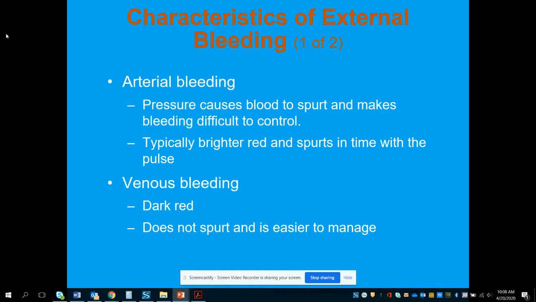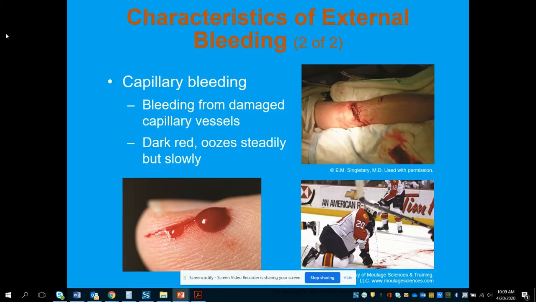Venous bleeding can be just as life-threatening, but it's a little bit darker. It does not spurt, and it can be easier to manage. Now, capillary bleeding is actually going to be the least life-threatening. So like a small cut here on the finger is what you see, and it's going to ooze steadily, but not really going to be life-threatening. So these are the 3 examples they've provided here.